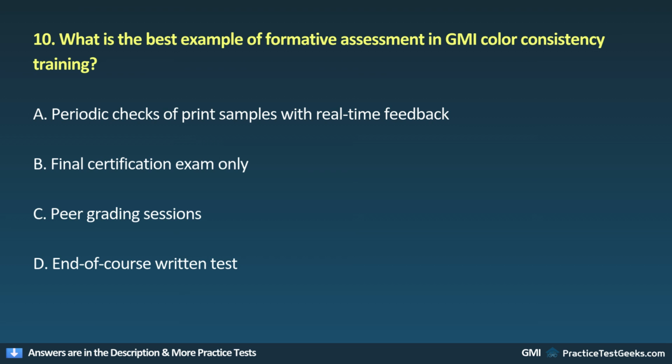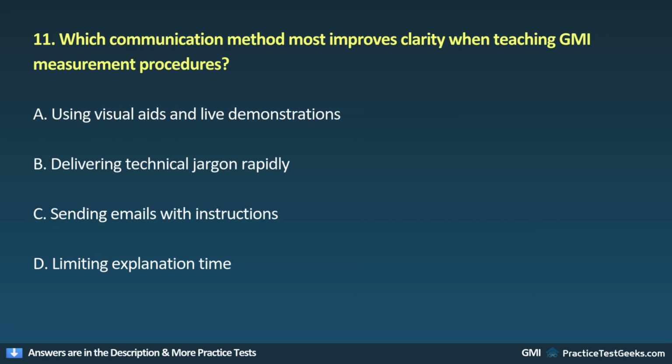A. Periodic checks of print samples with real-time feedback. B. Final certification exam only. C. Peer grading sessions. D. End-of-course written test. 11. Which communication method most improves clarity when teaching GMI measurement procedures?